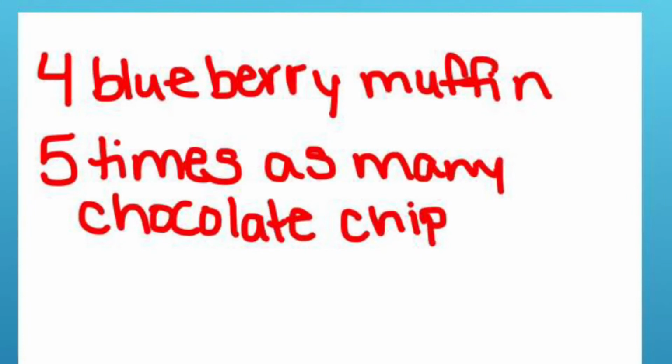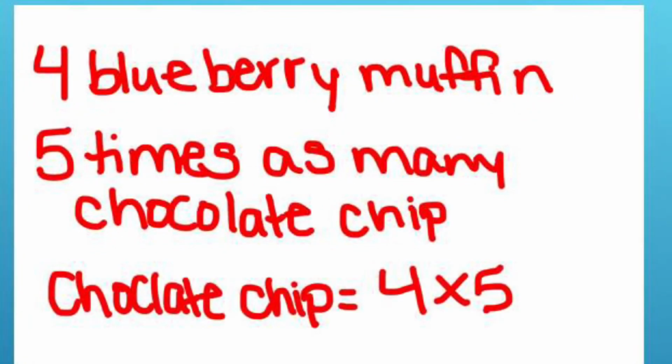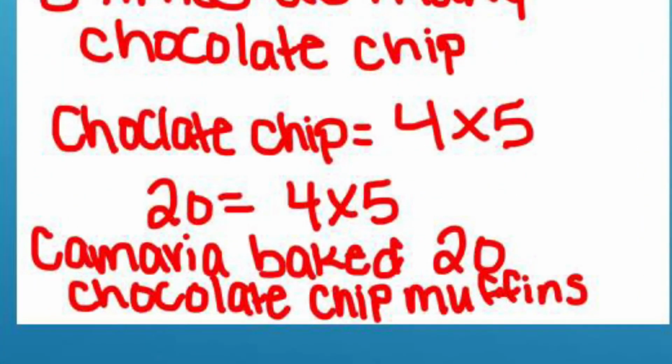As I start this problem, I write down what I know. I know that Kamaria made 4 blueberry muffins, and she made 5 times as many chocolate chip muffins. Since she made 5 times as many chocolate chip muffins, that means I don't know how many chocolate chips. So to find that, I would do 4 times 5. Once I've done that, I know that 4 times 5 is 20. So Kamaria baked 20 chocolate chip muffins.